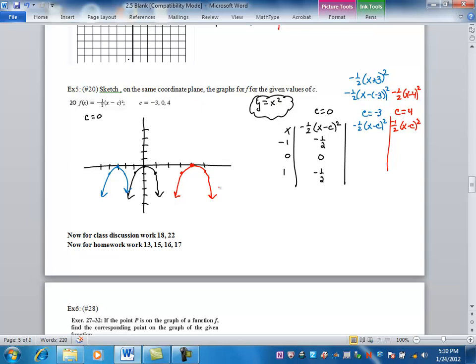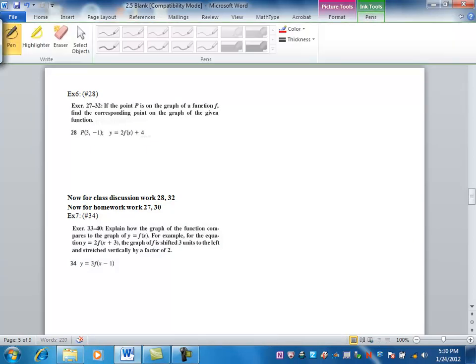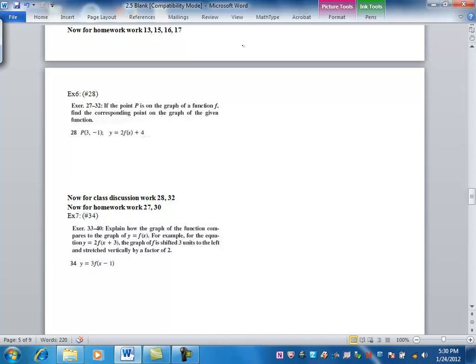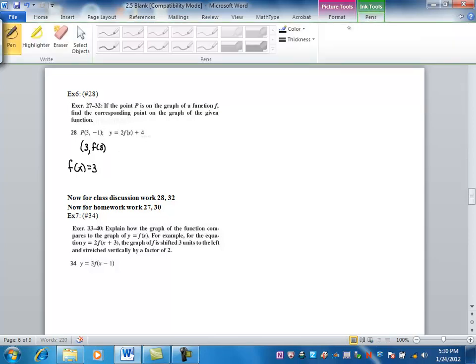And as we move along, we're going to now look at example 6 here in our notes, which is problem 28 from the set. Instead of actually graphing these, we are going to describe what's going on with the point. And so notice here our point is 3, negative 1. This is 3, f of 3, if you will. And so x here equals 3, and pardon me, f of x, my y value, equals negative 1. My apologies here.